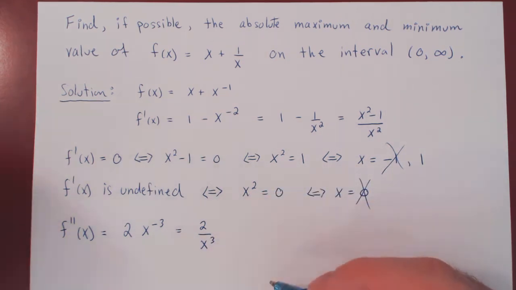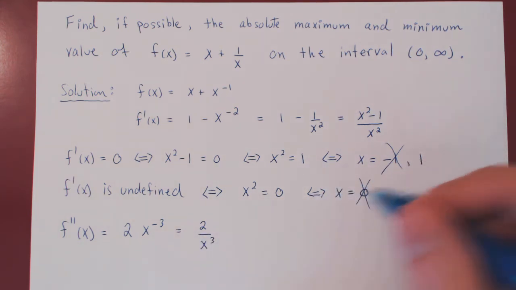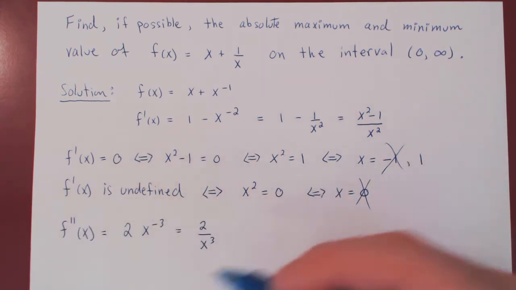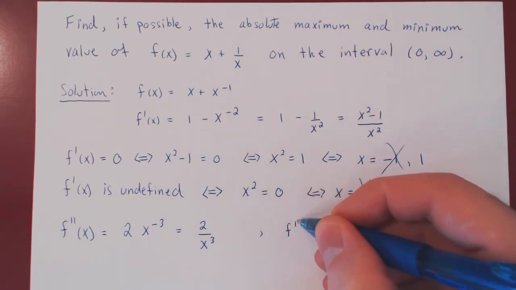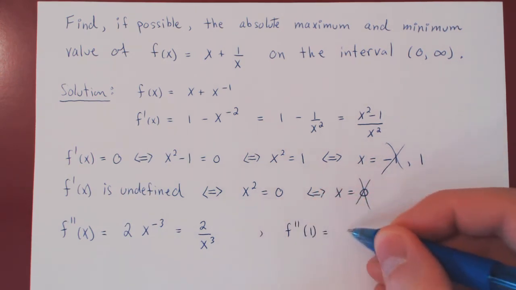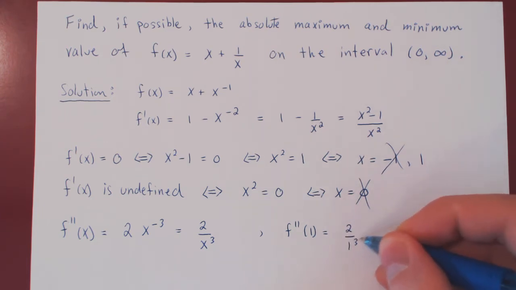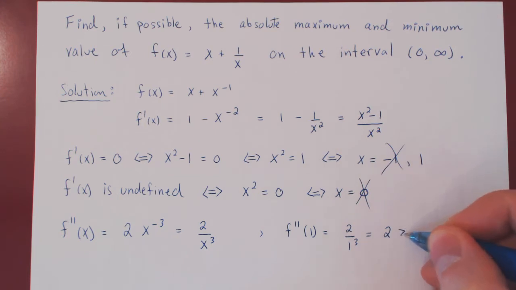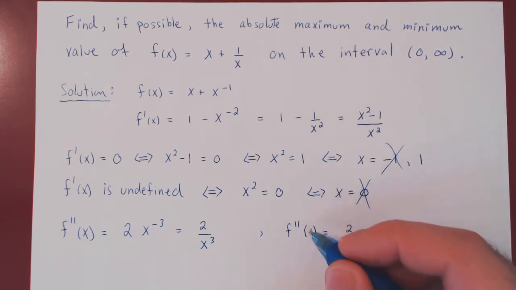And now here, if you plug into the second derivative the value of your critical point, so the second derivative at 1, you get 2 over 1 cubed, which is simply 2. And we don't care that it's 2, but that it is positive. So the curve is concave up at 1.